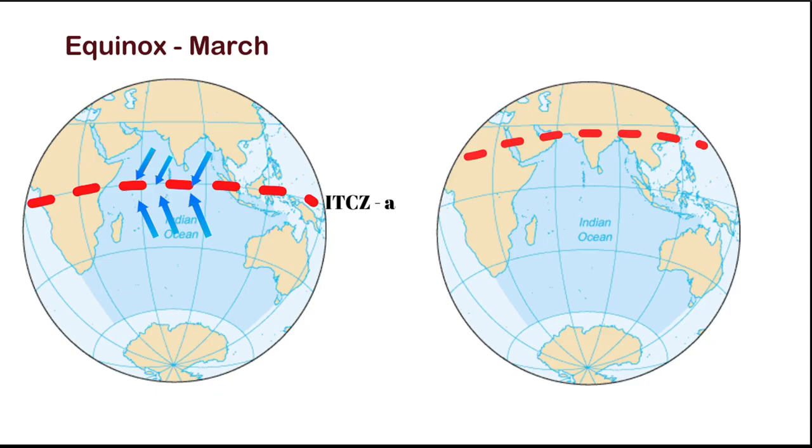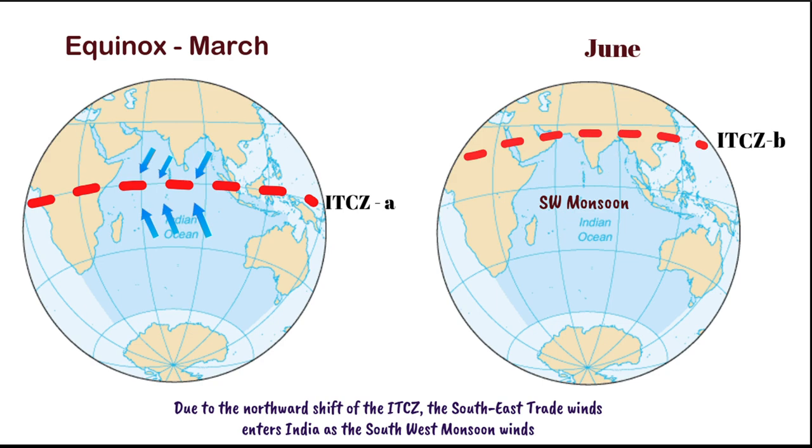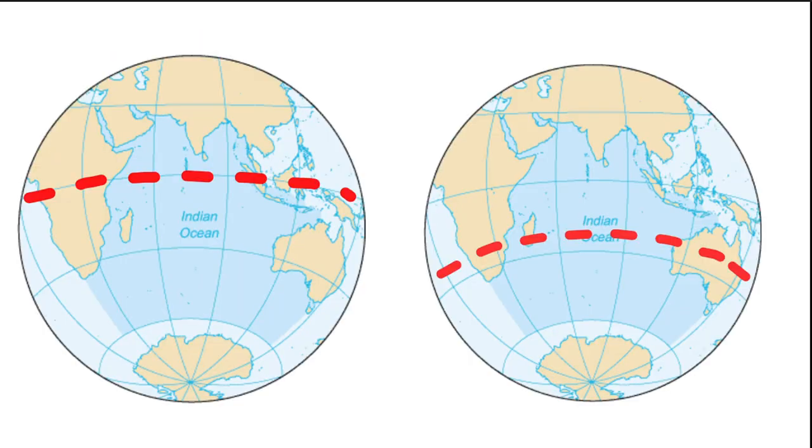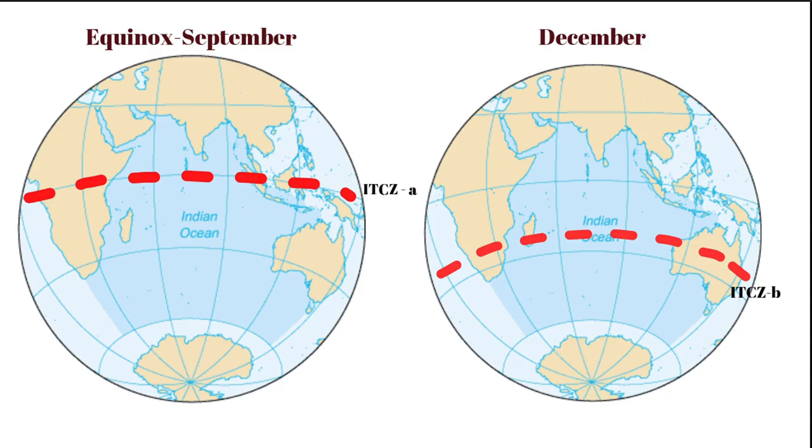The southeast trade winds coming from the southern hemisphere, which were supposed to converge with northeast trade winds around the equator, now have to travel till 20 to 25 degree north. These winds, as they travel over the sea, absorb moisture and enter the Indian landmass as southwest monsoon winds and produce rainfall. A similar situation occurs during the winter, when the ITCZ shifts to 20 to 25 degrees south latitude.